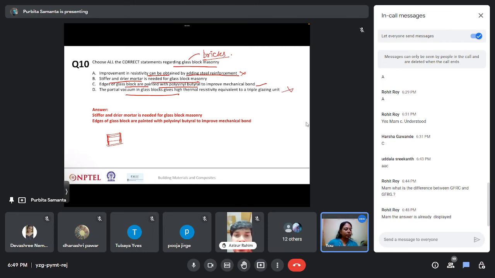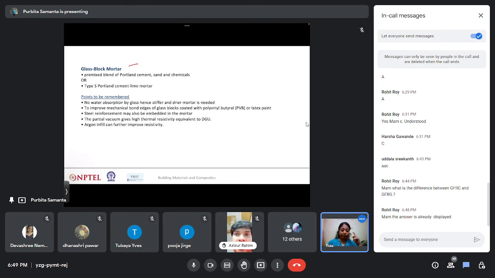As I said, these glass blocks are basically glass bricks. When we talk about glass block mortar, this mortar is made of Portland cement, sand and some chemicals, or we can also use Portland cement and lime mortar. So it depends upon what kind of mortar you are using.